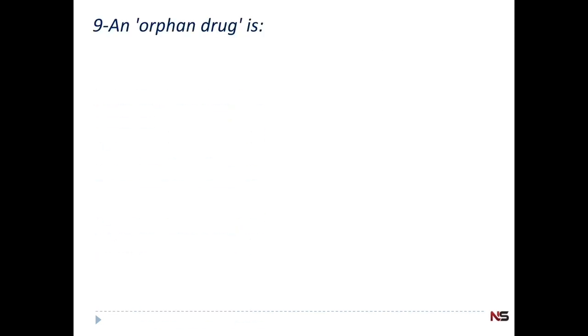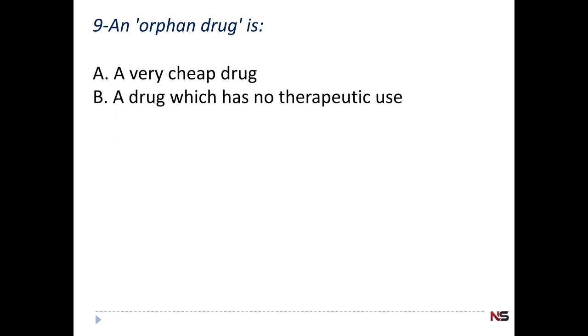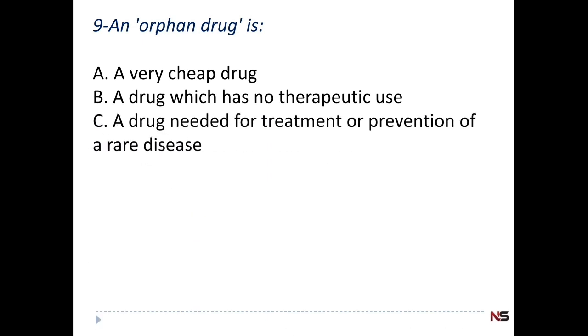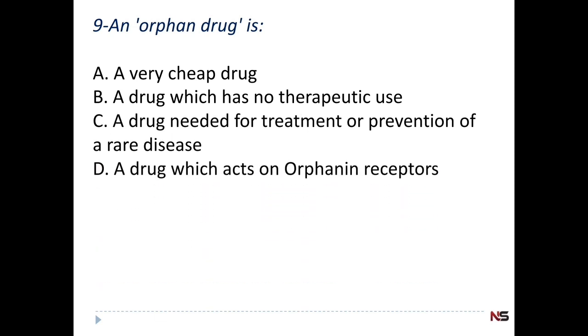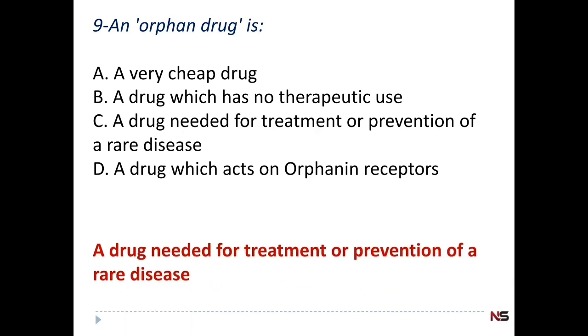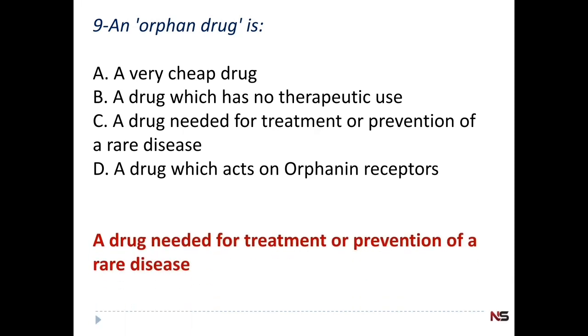The next question, question number 9. What is an orphan drug? Option A, a very cheap drug is known as an orphan drug. The second option, a drug which has no therapeutic use. Option C, a drug needed for the treatment or prevention of a rare disease. Option D, a drug which acts on orphanin receptors. The correct answer is option C, a drug needed for the treatment or prevention of a rare disease. That is called an orphan drug.